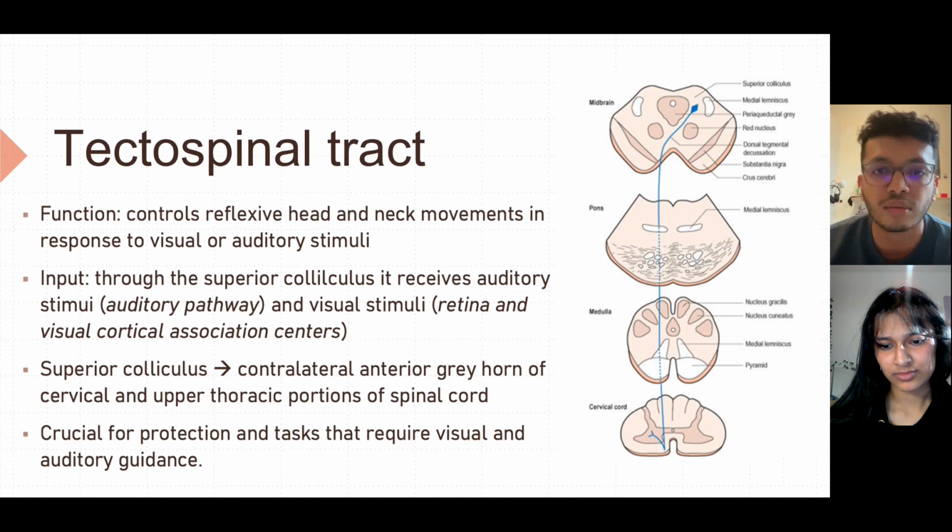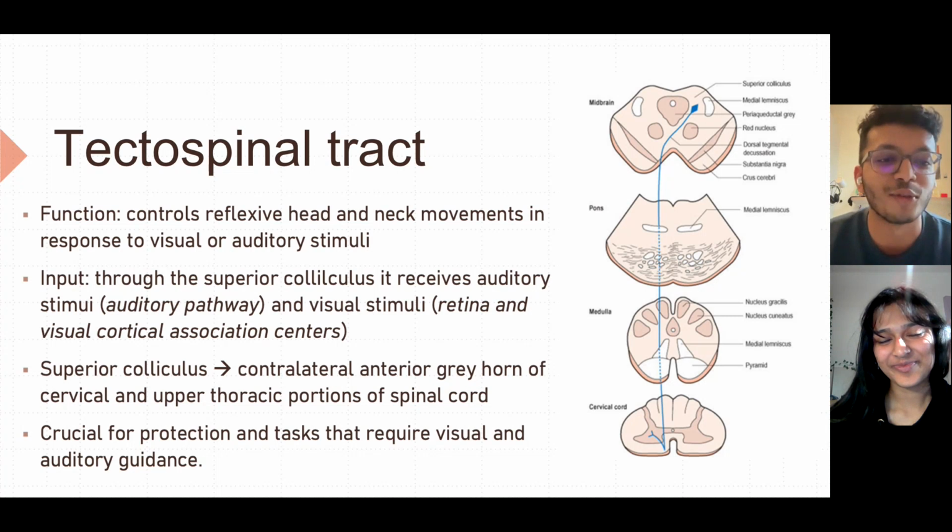And from there, it moves contralaterally to the anterior gray horn of just your cervical and upper thoracic portions of the spinal cord. So this tract is pretty important for protection and any task that requires visual and auditory guidance. So the next time your friend sneaks up behind you and says boo, it's this tract that fires up and, I guess, prevents you from getting a heart attack. Yeah, that's it.